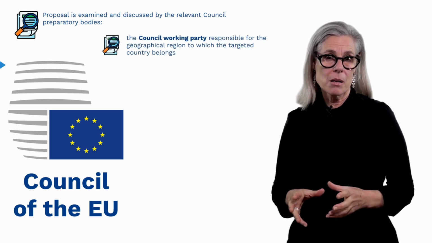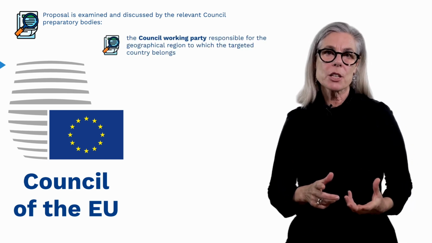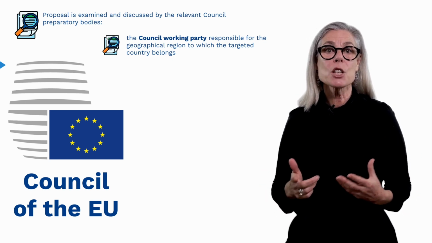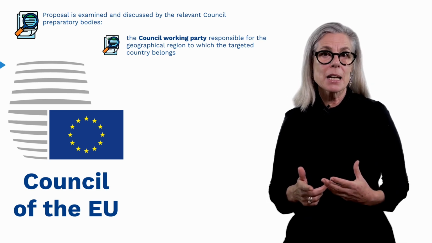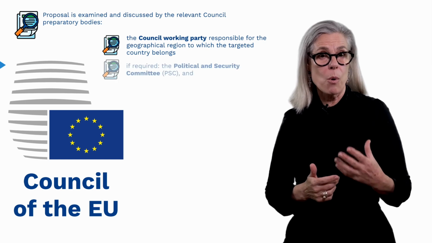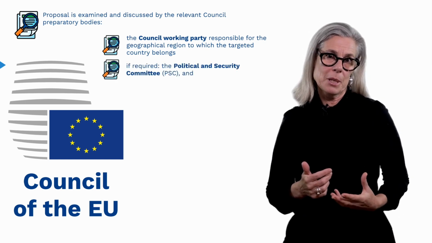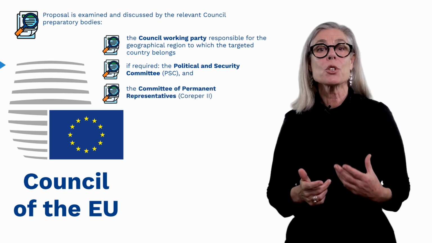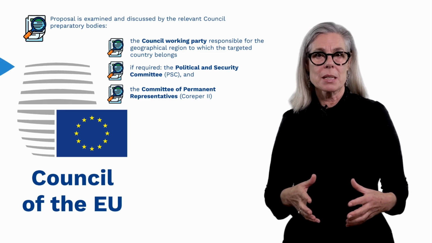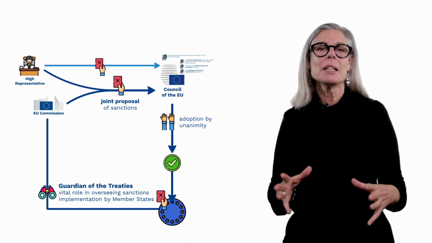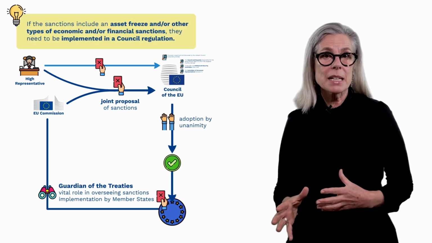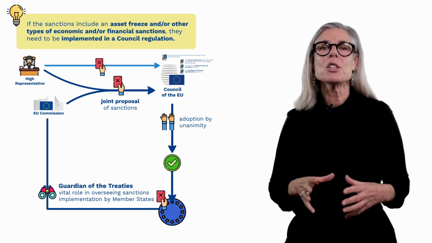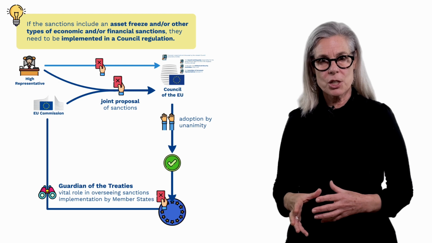The Council Working Party, responsible for the geographical region to which the targeted country belongs, for example, the Eastern Europe and Central Asia Working Party, COEST, for Ukraine or Belarus. If required, the Political and Security Committee, PSC, and the Committee of Permanent Representatives, COREPER 2. The decision is then adopted, as we mentioned, by the Council in unanimity, and if it includes an asset freeze and or other types of economic and or financial sanctions, those measures need to be implemented in a Council regulation.